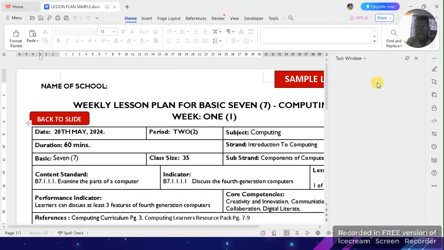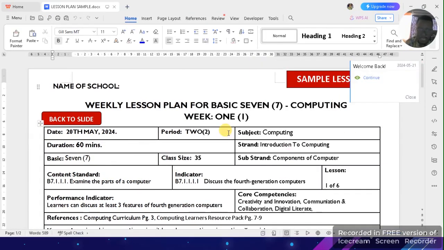Good. So this is a sample of a lesson plan. As you can see on the screen, we have a weekly lesson plan for, let's say, Basic 7 in a subject such as computing, because we are in the IT field. So we have the dates, we have the period, maybe you have 2 periods, which is 60 minutes. We have subject computing, the strand introduction to computing, the substrand components of computer, and this is for Basic 7. Content standard: examine the parts of a computer.